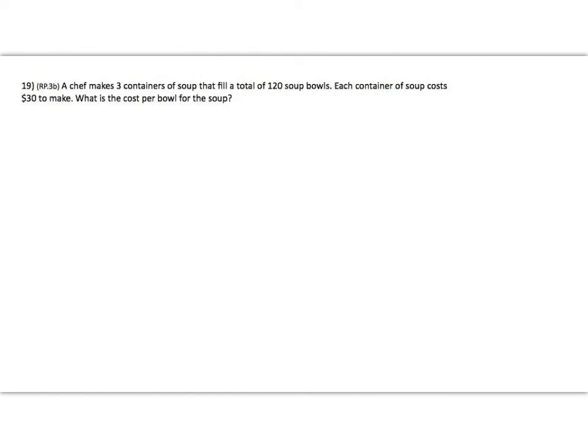Okay, so for number 19, a chef makes 3 containers of soup that fill a total of 120 bowls. Each container of soup costs $30 to make. What is the total cost or the cost per bowl for the soup? So let's start with what they told us. They told us that 3 containers fill 120 bowls.